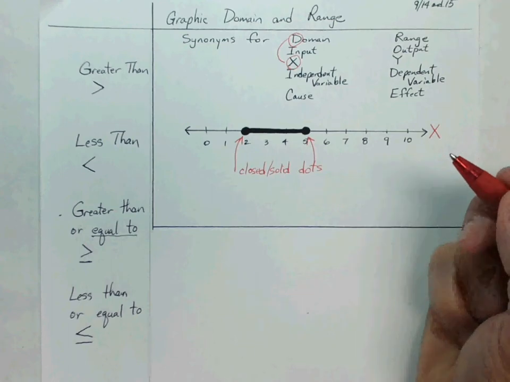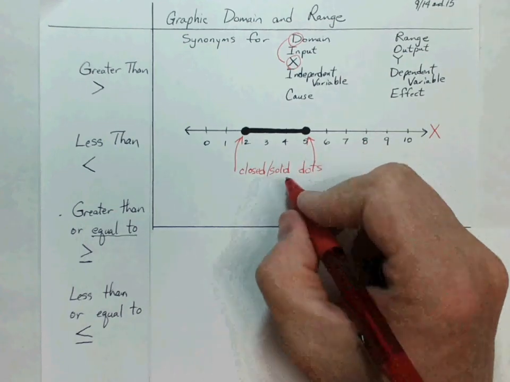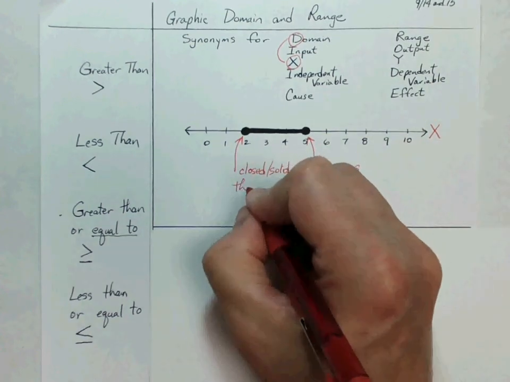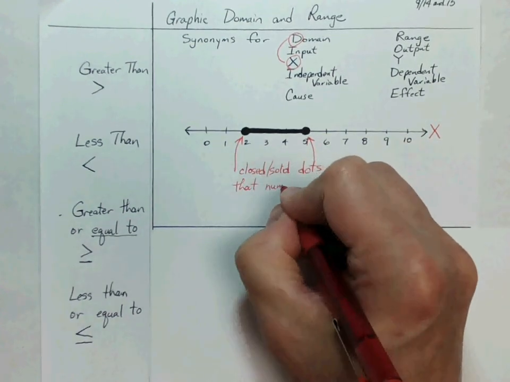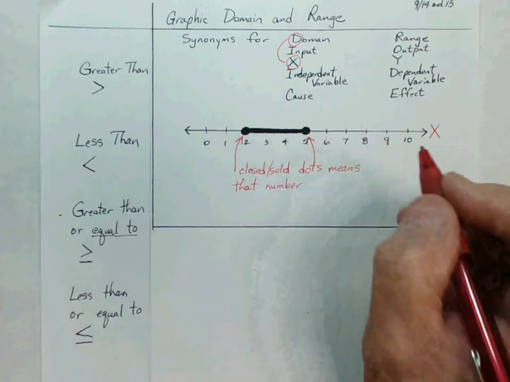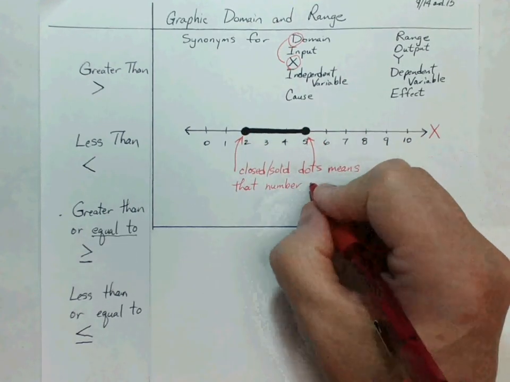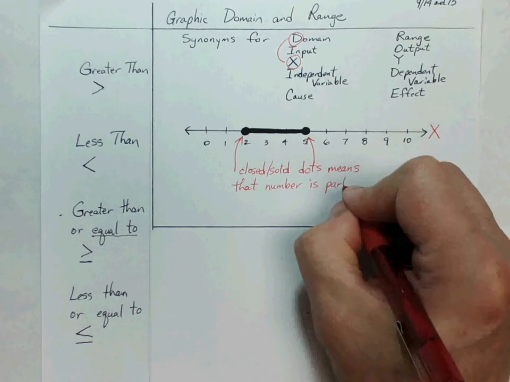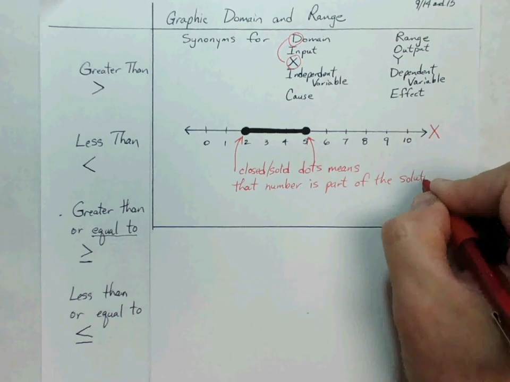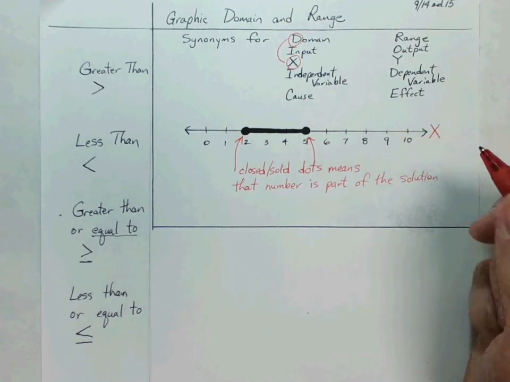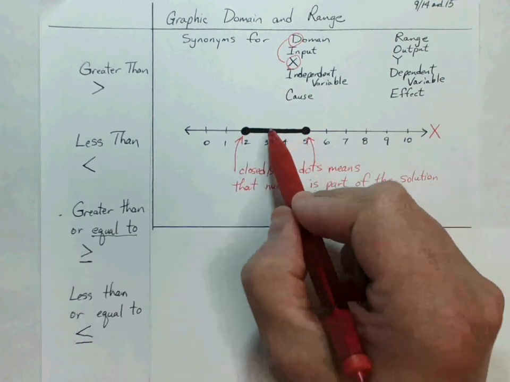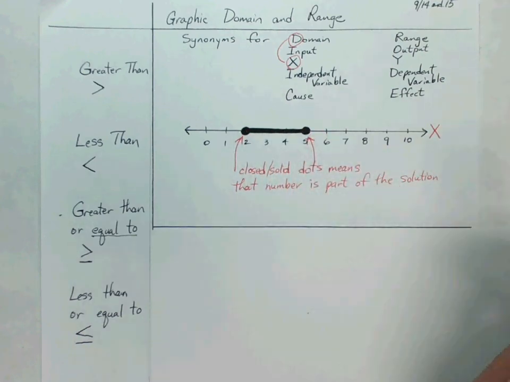Well, what does that mean? Closed and solid dots, it means that the number, in this case it's 2 and 5 that have the solid dot, it means that that number or numbers is part of the solution. Okay. Now, how do we go about representing all these numbers in between 2 and 5?